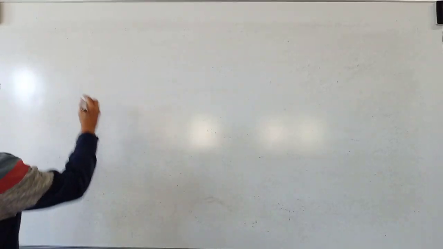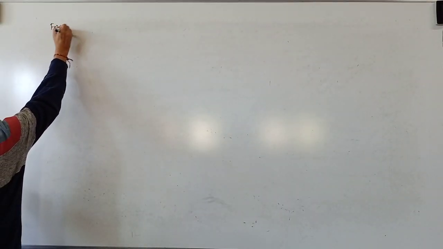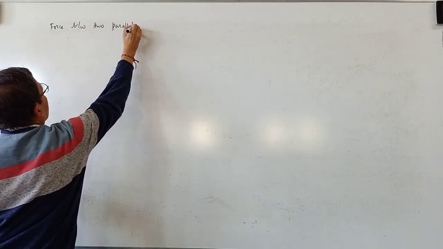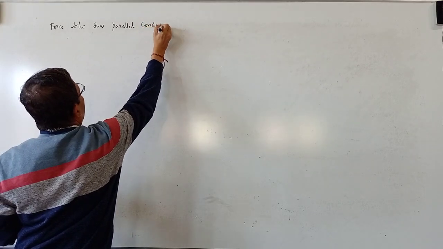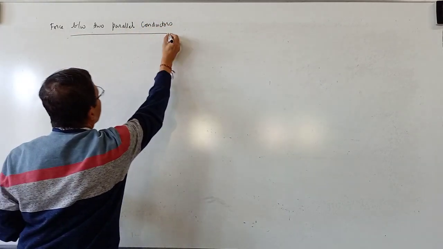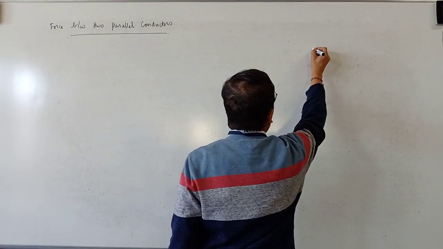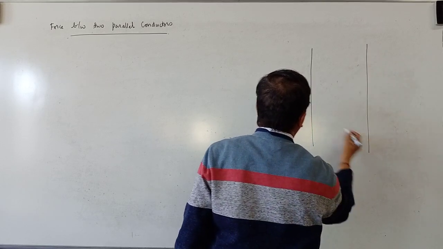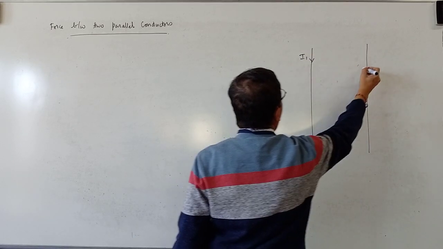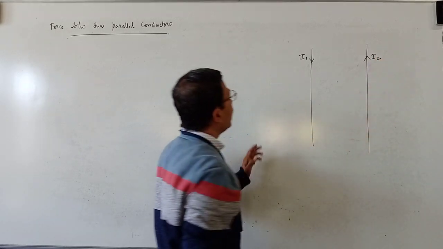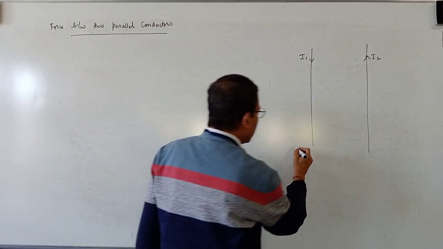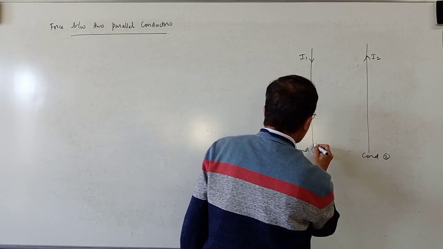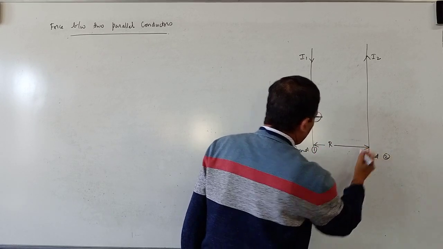We'll go to the next topic: force between two parallel conductors. Let us take two parallel conductors of infinite lengths carrying the currents I1 and I2 in the opposite directions as shown in the figure. This is conductor 1, this is conductor 2, separation distance is R.